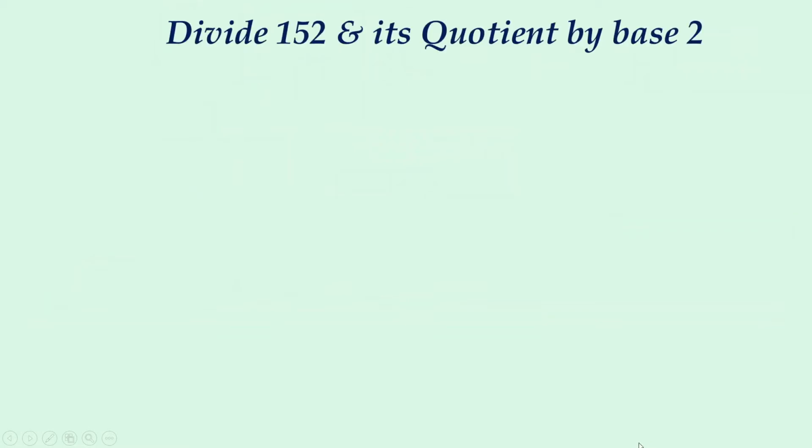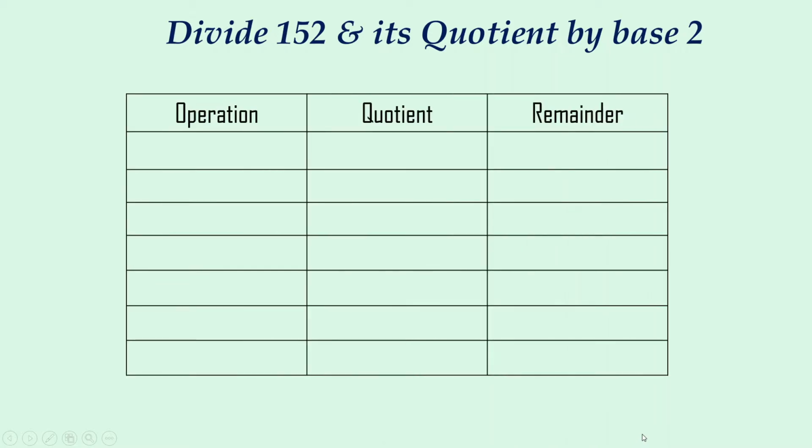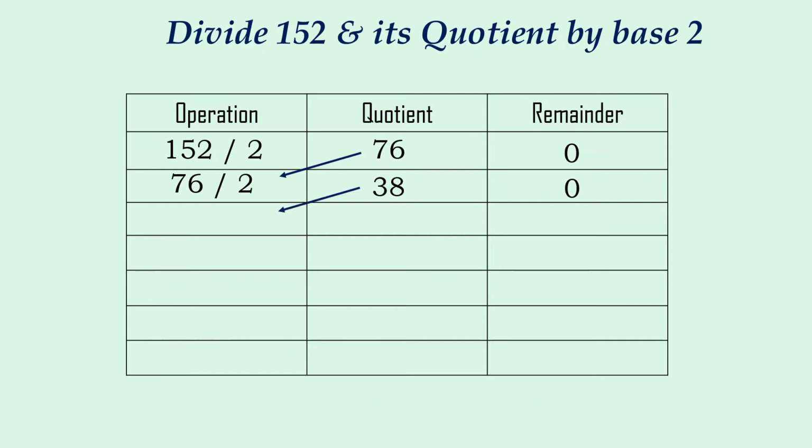Okay. So let's first divide 152 and its quotients by base 2. We are performing division on 152. Make a table in which we will write operation, quotient and remainder. First we have to divide 152 by 2. After dividing 152 by 2, we get quotient 76 and remainder 0. Now take the quotient 76 and divide it by 2. After dividing 76 by 2, we get quotient 38 and remainder 0. Now take 38 in operation and perform division by 2. We will get 19, remainder 0.